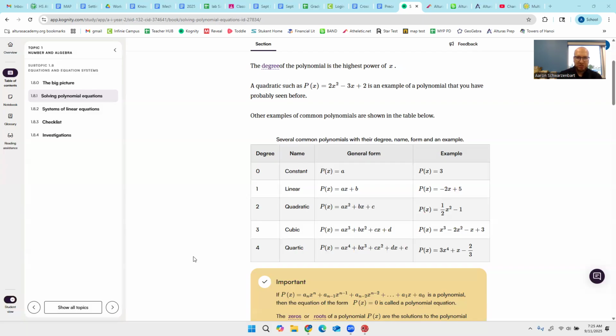You should know terms like leading coefficient. That would be the A when it's put in standard form, which is descending order of powers, and constant term, which would be the one without an X. So as you move down, it's A in the constant, it's C in quadratic, it's E in quartic.